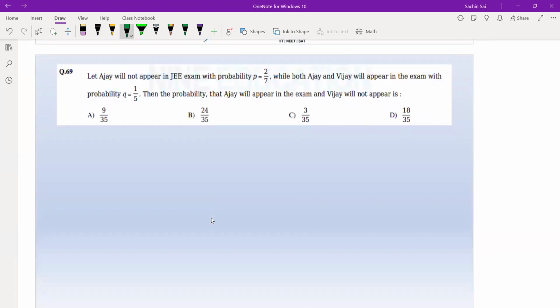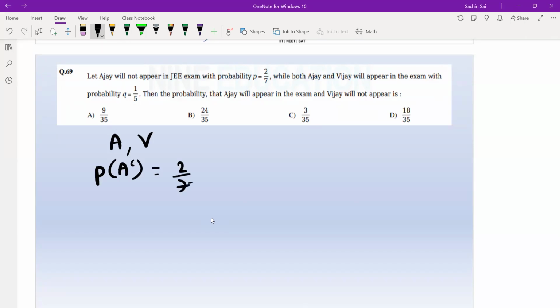Question 69. Ajay does not appear in JEE with probability 2 by 7, while both Ajay and Vijay appear in the exam with probability 1 by 5. We need the probability that Ajay will appear and Vijay will not. Here I can define these as two events, right? Let us call them A and B.